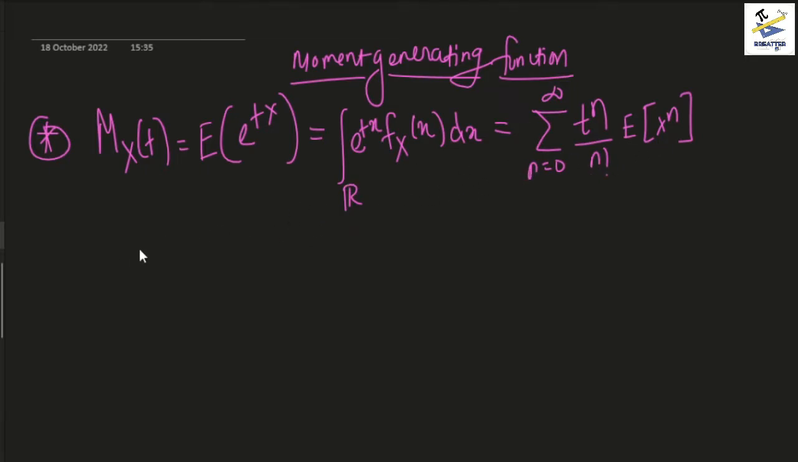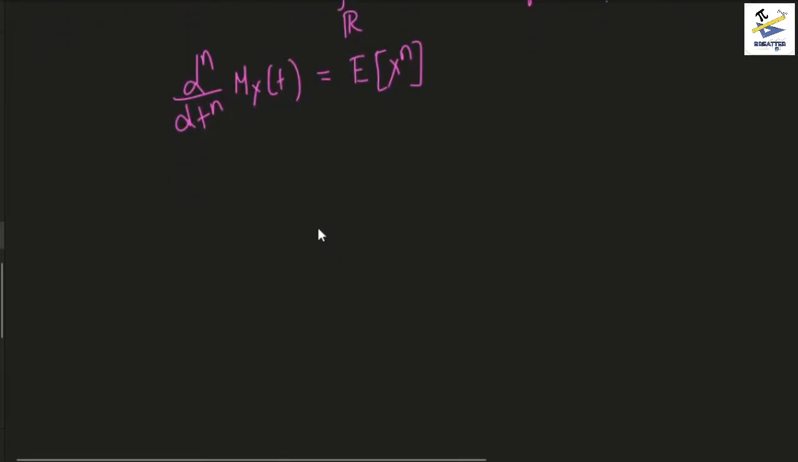We also saw that to recover the moments back from the moment generating function, we need to differentiate the moment generating function n times to get the nth moment. The formula was something like this. So these were the properties that were introduced to us. Now we shall move on to find the MGF for the exponential distribution.